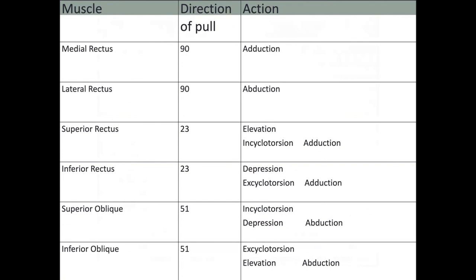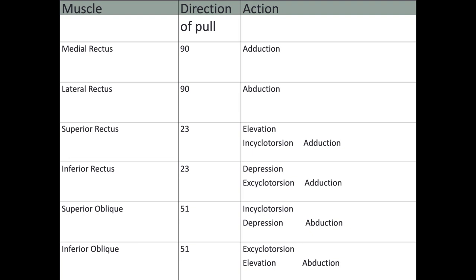So each of these muscles will pull the eye in a certain direction, and we're going to talk about how they move the eyes. Medial rectus will adduct the eye, which is moving it towards the nose. Lateral rectus will abduct, taking the eye away from the midline, laterally. Superior rectus will elevate. It will also adduct and incyclotort. Inferior rectus mainly will depress, and it will also adduct. The obliques will tort the eye, either incyclotort or excyclotort.